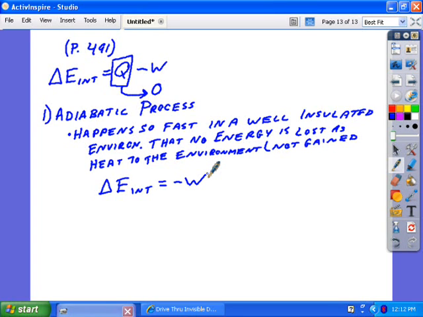Okay? So literally, the internal energy is only going to change based upon the work done on or the work done by the gas. The change in internal energy will increase if work is done on the gas. The change in internal energy will decrease if work is done by the gas. Okay? But nothing too crazy on that one there.